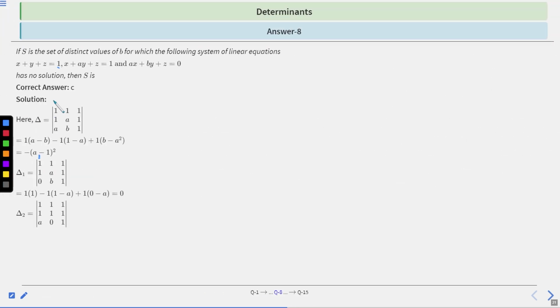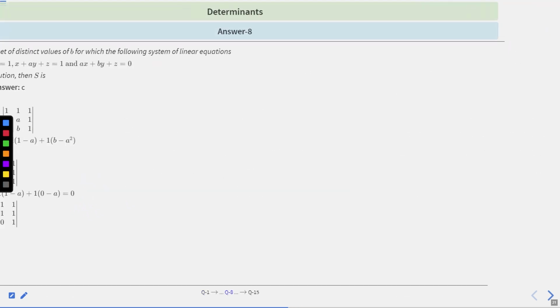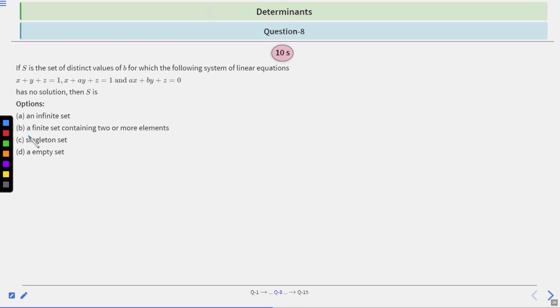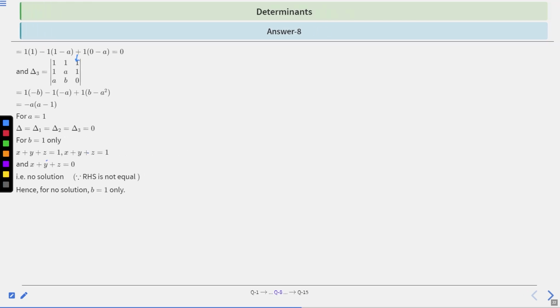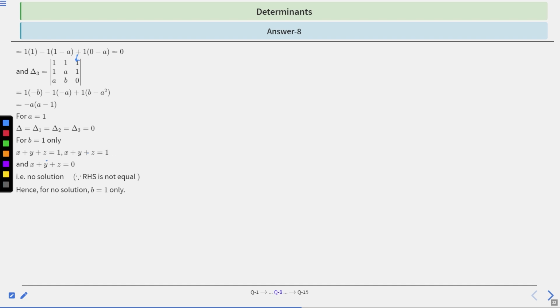Now, if B equal to 1, you can see that x plus y plus z is equal to 1, x plus y plus z is equal to 1, and x plus y plus z is equal to 0, which is not valid, right? Because one equation says that it is 1, the other says that it is equal to 0. Therefore, it has no solution because the right hand side is not equal. Hence, no solution for B equal to 1. So option C is the right one. Singleton set. Clear?